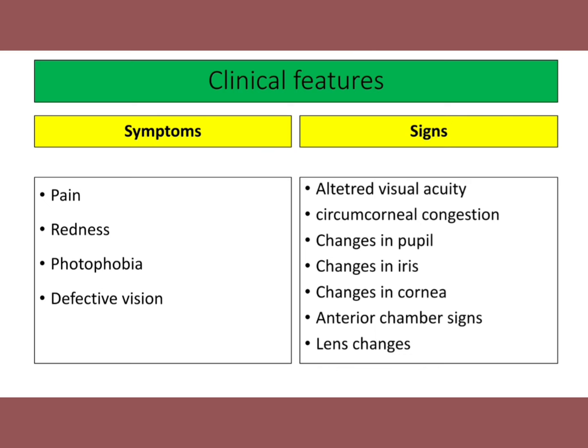Now if I talk about the clinical features, the symptoms, that means what the patient will tell you: pain, redness, photophobia, defective vision. And the signs that you will see during slit lamp examination as well as workup: altered visual acuity, that is reduction of visual acuity. You will see circumcorneal congestion. You will see changes in the pupil, iris, cornea, anterior chamber as well as lens. We will discuss each and everything separately.